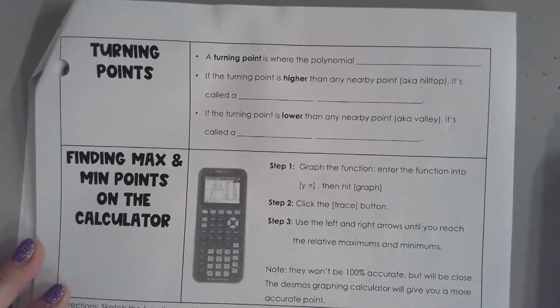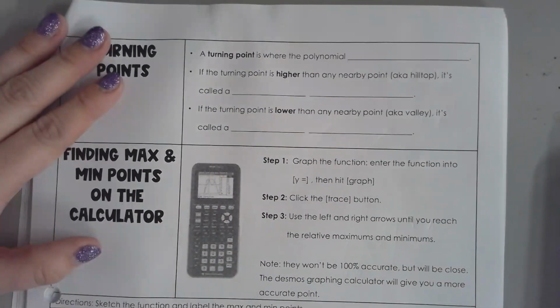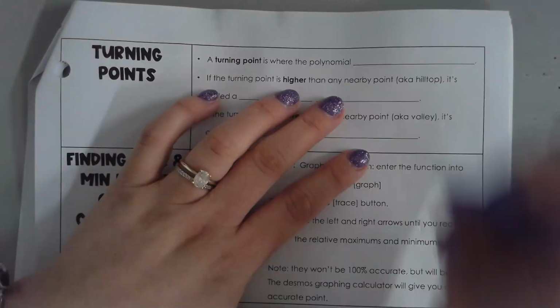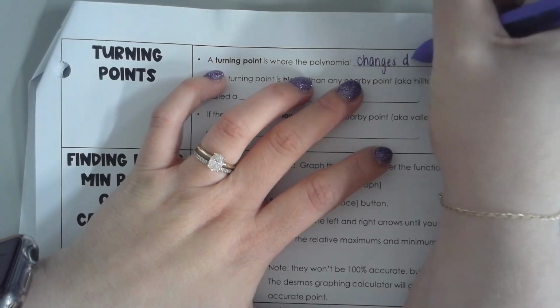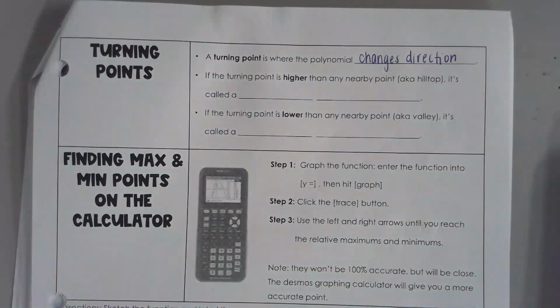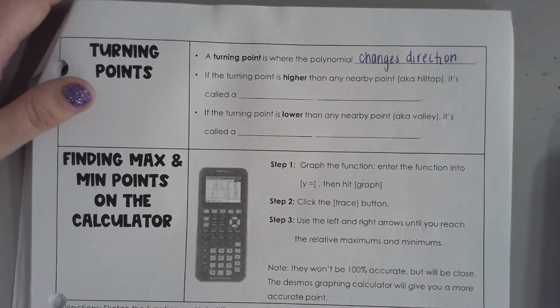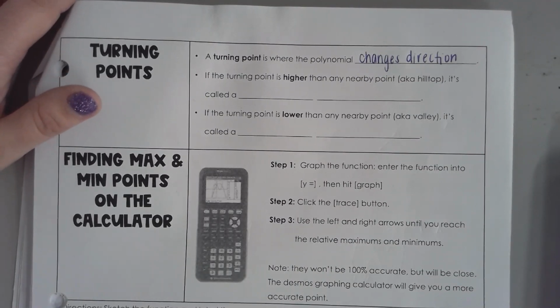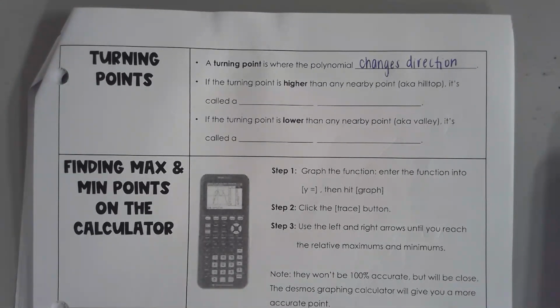Something else we're going to talk about that's really important about these graphs are what we call turning points. So a turning point is where the polynomial changes direction. So if you were to trace the graph, your finger is going to go up, and then go down, and then up, and then down. So those specific points where it changes, those are your turning points.